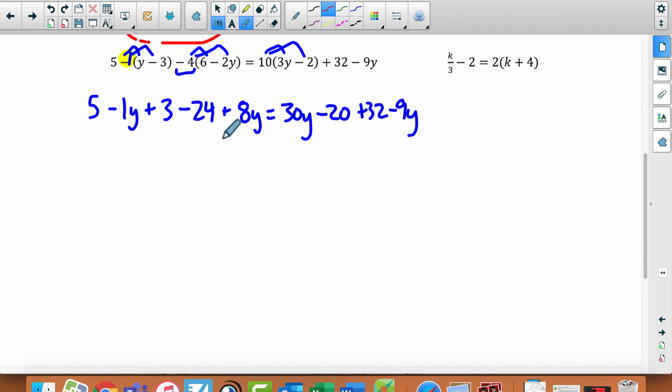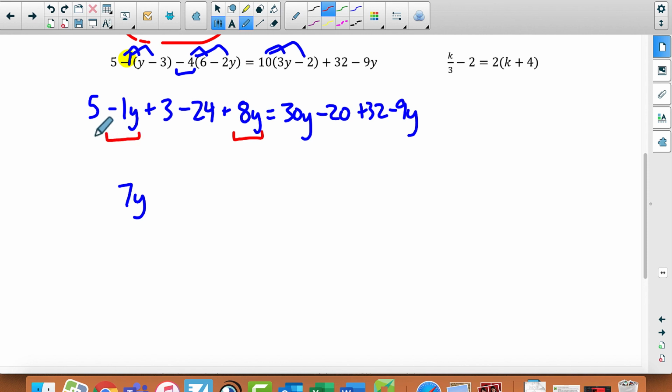Incredible, it's so long here. Alright, let's combine like terms. On the left hand side, we'll do our y's first. We have a negative 1y, and we have a positive 8y. So what do you have more of? You have more positives, and how many more do you have? You have 7 more, so 7y.